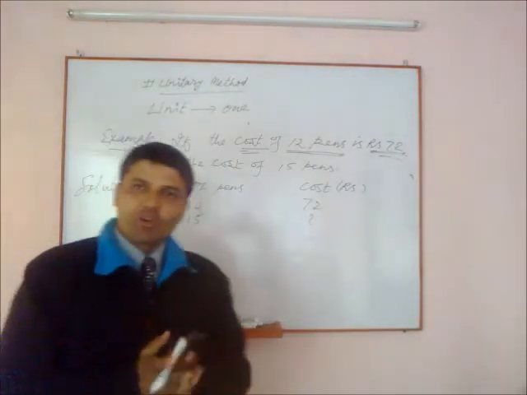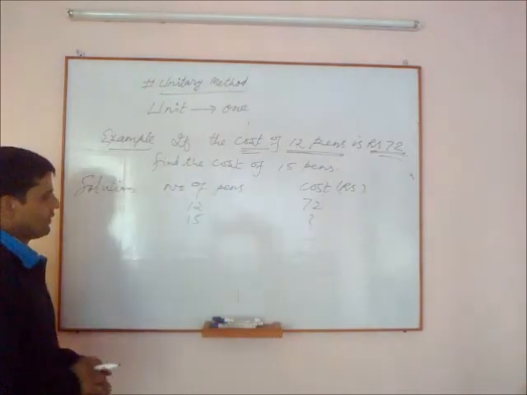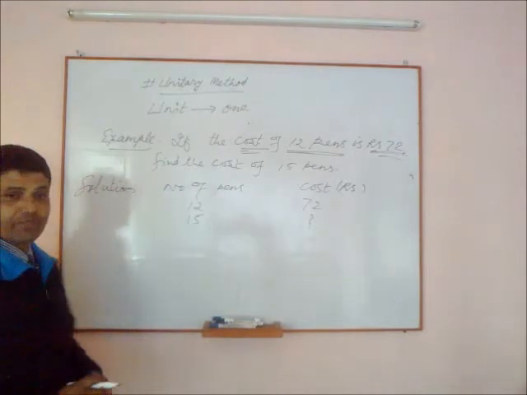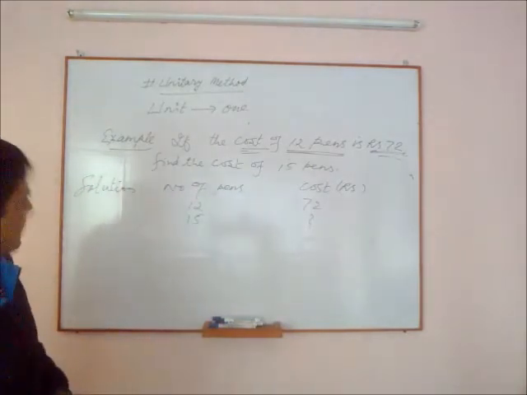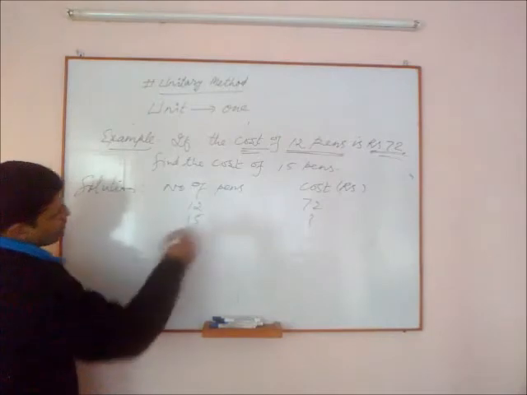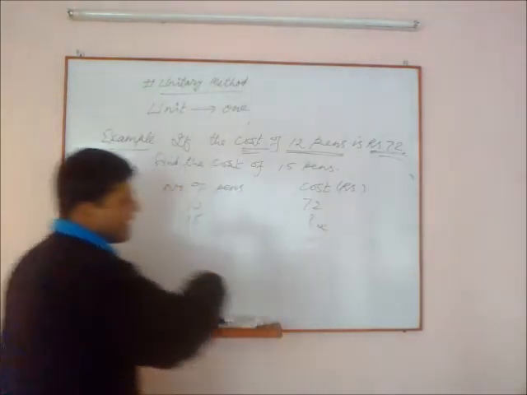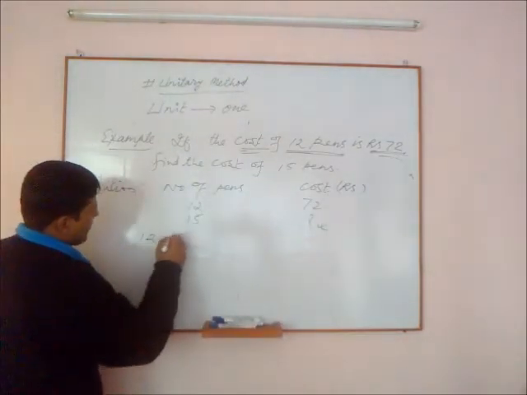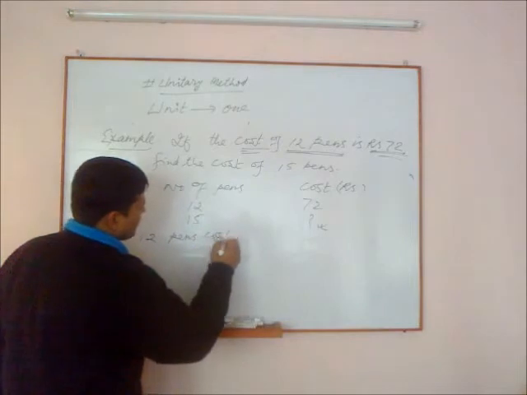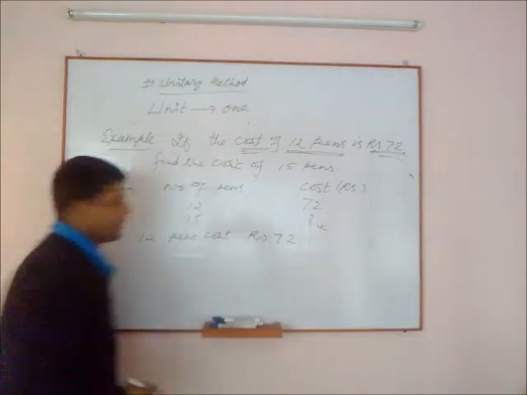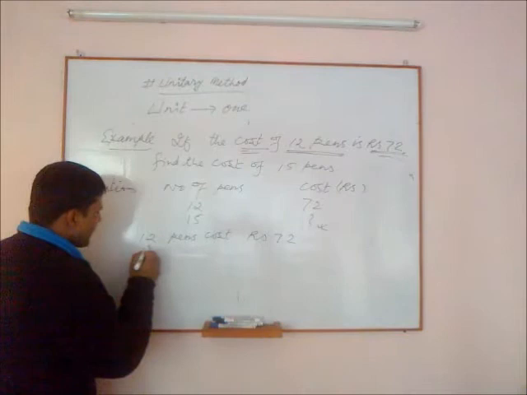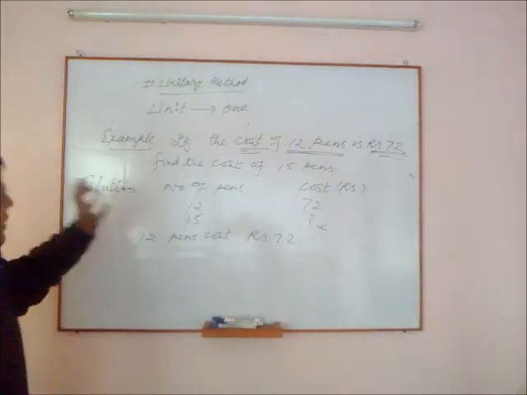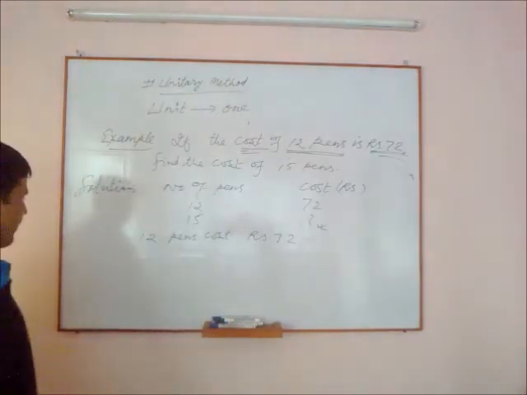This type of question can be solved in different ways. Let me solve it first by just the help of language, using the purely unitary method. We need to find out cost, so we have to write cost on the right hand side. It means 12 pens cost rupees 72. Then we have to make here 1 pen, because this is a problem related to the unitary method and we need to find the value of 1 first.